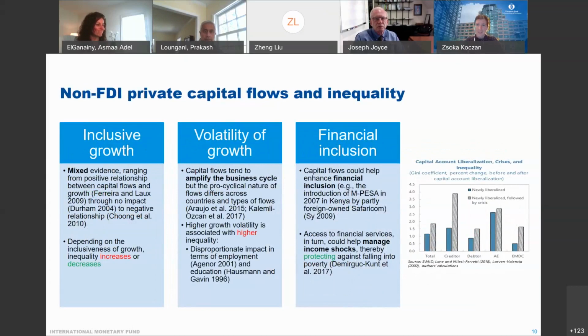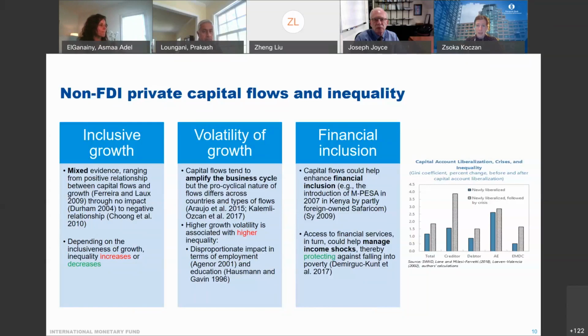audience, at least virtually. Let me turn to non-FDI private capital flows, or portfolio debt and equity, as well as other investments such as bank funding and trade credit, and look at the impacts of these on inequality through various transmission channels. As Asmaa mentioned, one of the channels through which these could affect inequality is, of course, growth, and this could both increase or reduce inequality depending on how inclusive growth is.